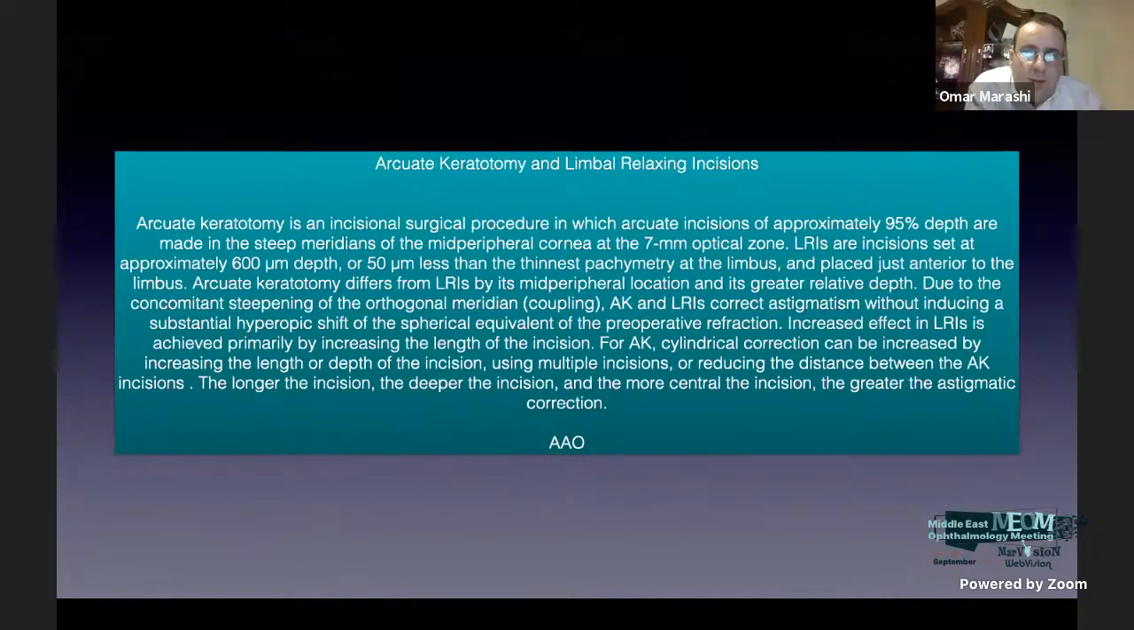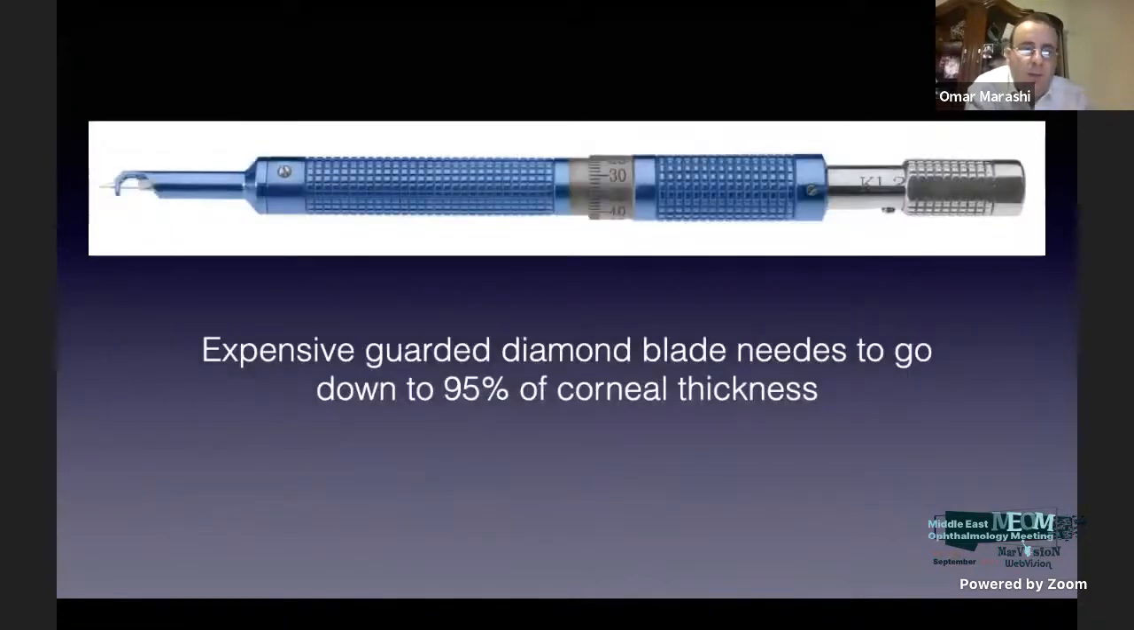All you have to do is know the difference between both of them. The AKs are done usually at a 7 millimeter optical zone, approximately 600 micron depth or 50 microns less than the thinnest pachymetry. The limbal relaxing incisions are done almost 1 millimeter away from the limbus, usually with this expensive guarded diamond blade that needs to go down to 95% of the corneal thickness. The issue here is that you have to be an extremely trained surgeon to make an arcuate cut, not a straight cut, and you have to go exactly on the axis.